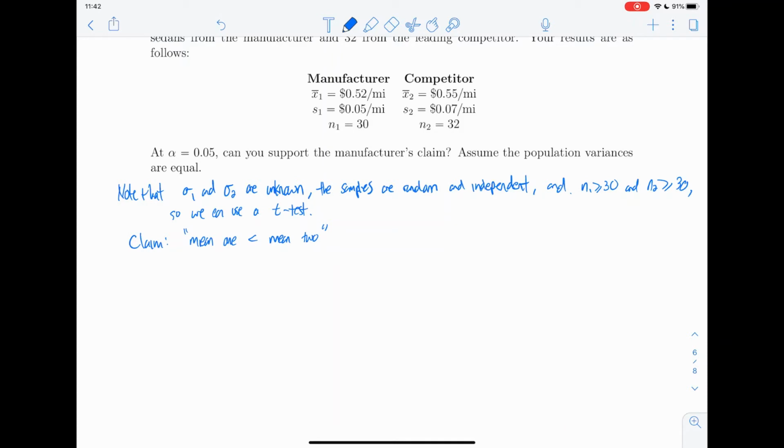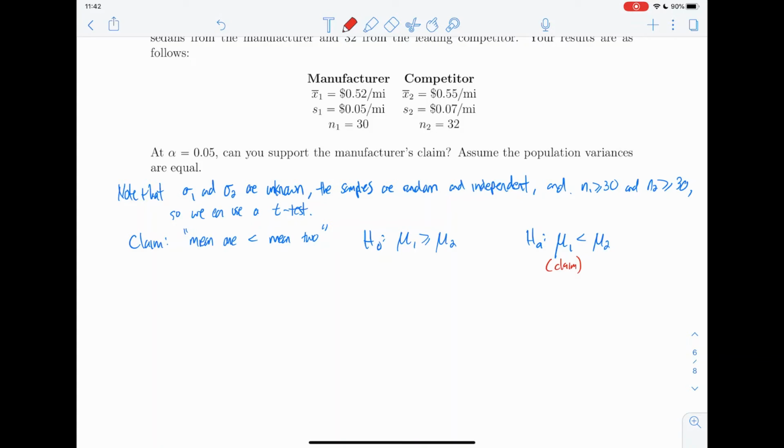So what does that mean as it relates to our null and alternate hypothesis? Well, what we want to say is that mean 1 is less than mean 2, but remember that the null hypothesis always gets the symbol with the equal sign. So the alternate hypothesis is then going to be the claim that mu1 is strictly less than mu2, and the opposite of that, of course, is mu1 is greater than or equal to mu2, where here the claim is on the alternate hypothesis.